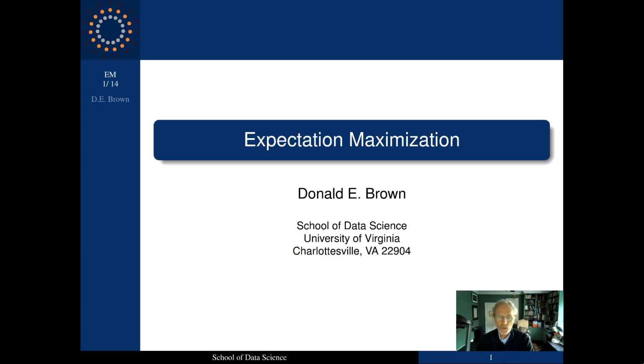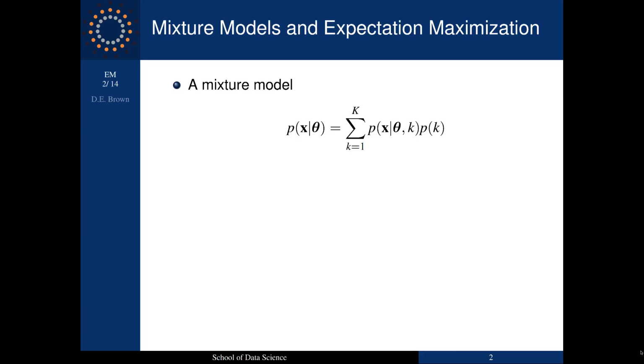This lecture looks at one of the most useful techniques in Bayesian machine learning and data science more generally, known as expectation maximization. To motivate the use of expectation maximization, we'll pick up from the topic of the last lecture, which concerned mixture models.